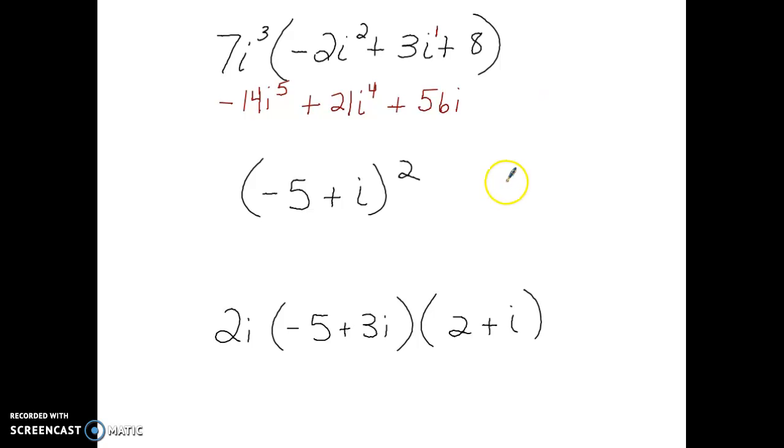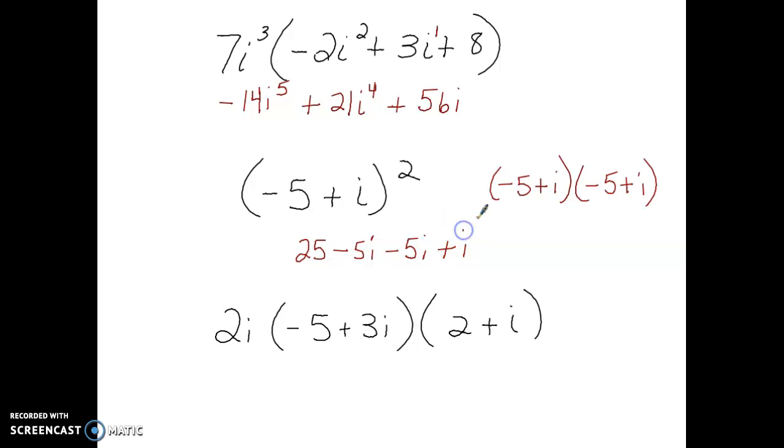The middle example is a binomial being squared. So I'm actually going to do the FOIL method. I'm multiplying these two binomials together. And then the last thing I need to do is combine any like terms if I have them. And I do have like terms here in the middle.